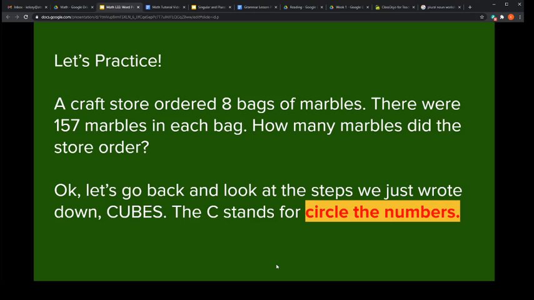So the question is, a craft store ordered 8 bags of marbles. There were 157 marbles in each bag. How many marbles did the store order? Okay, so let's go back and look at the steps we just wrote down. The C stands for circle the numbers.